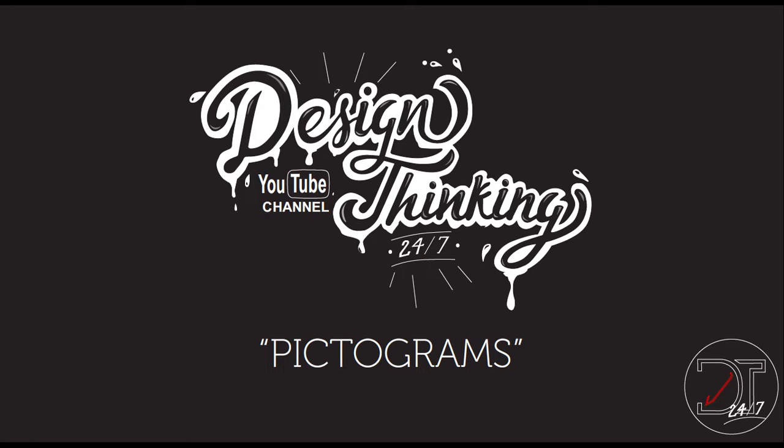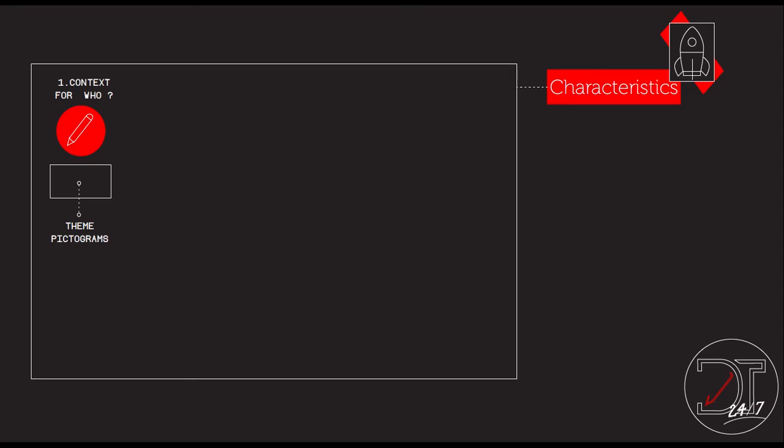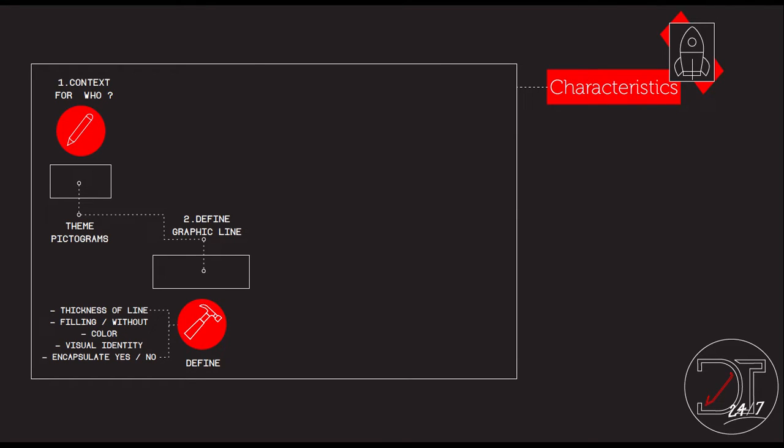Okay, so when you are going to start developing pictograms, the first thing you do is to know the context and who the receivers or viewers are going to be. The theme of the pictograms is also very important, so you need to have this information before you start designing. After that, you define the graphic line.